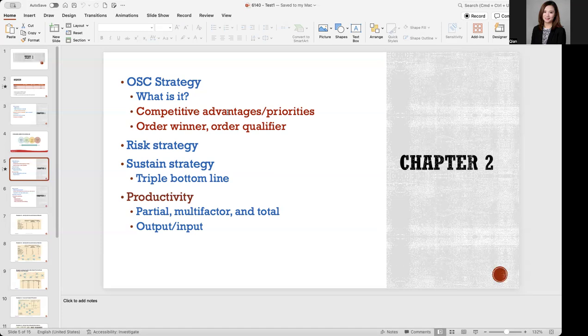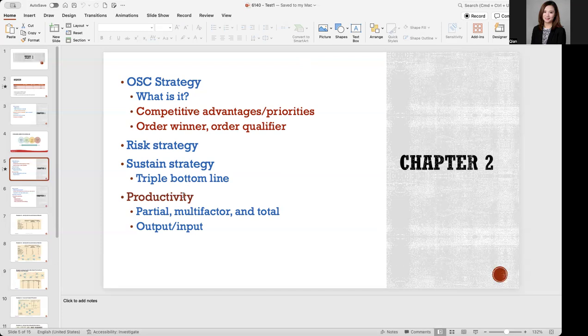Then we move to another strategy we call risk strategy. Take a look at those 2 to 3 slides about what they are and the details about how to mitigate the risk. And the next strategy is the system strategy. One of the things you need to figure out is the triple bottom line: what it is, and what the 3 aspects are that we care about.